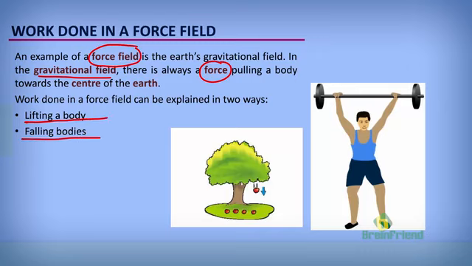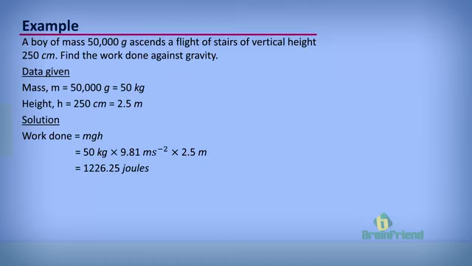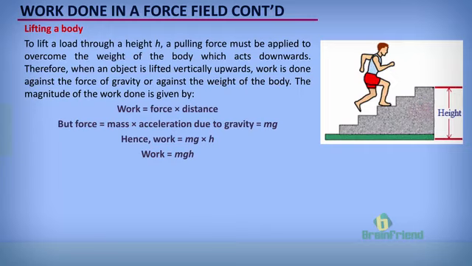We can see that this man here is lifting a load. This load initially was at the bottom. Now this man has succeeded in lifting this load. Work is done as he lifts this body up to this distance. Also, this fruit from this tree falls to the ground as a result of gravity, and that is work done. Now let's consider the first case, lifting a body. To lift a load through a height, h, a pulling force must be applied to overcome the weight of the body, which acts downwards.